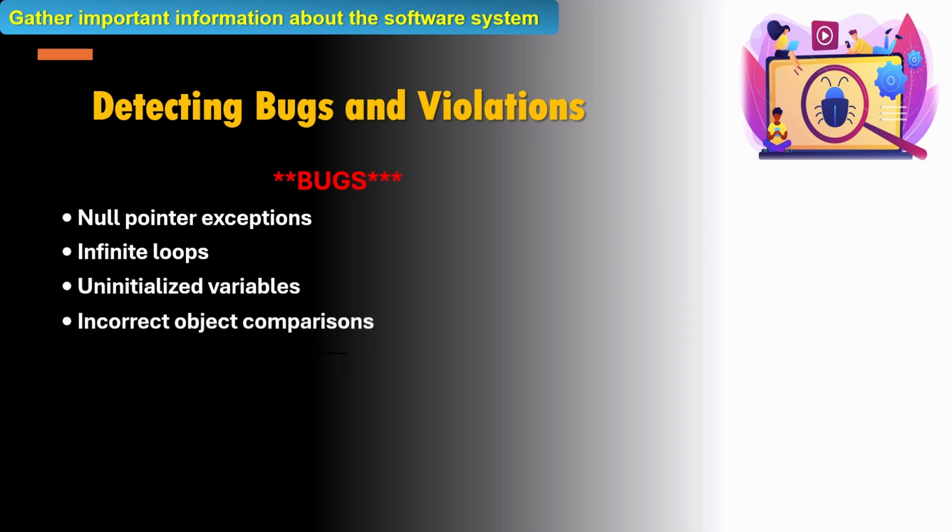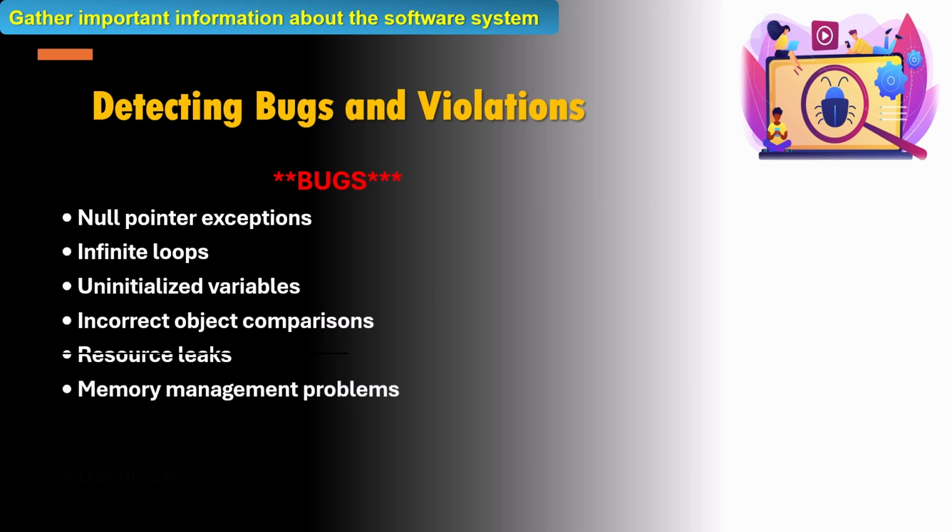Incorrect object comparisons, using wrong comparison methods, for example reference instead of value comparison. Resource leaks, where resources like files or connections are not properly closed after use. Memory management problems, for example inefficient or incorrect memory usage causing performance issues. Deadlocks, when two or more processes wait indefinitely for each other to release resources. Unreachable code that never executes due to logic or control flow errors.